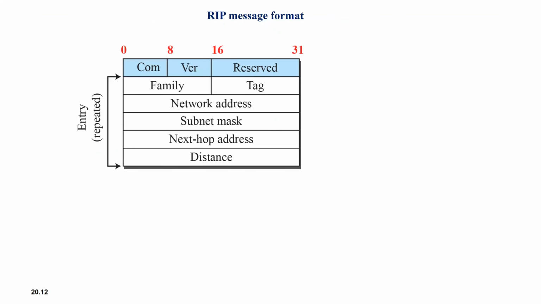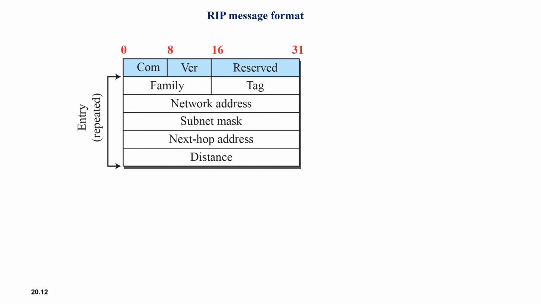What is the message format of this Routing Information Protocol? It commonly has 32-bit rows, 1, 2, 3, 4, 5, 6. So 6 into 32 bits in total, occupying some amount of bytes. COM stands for command, so whether it is a request message or response message.